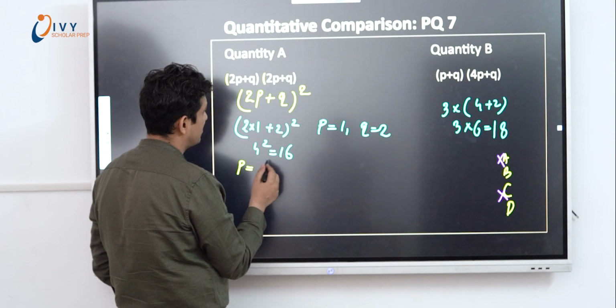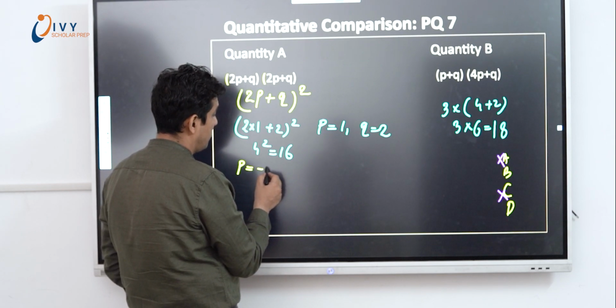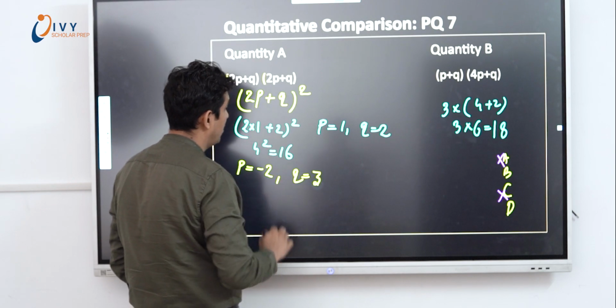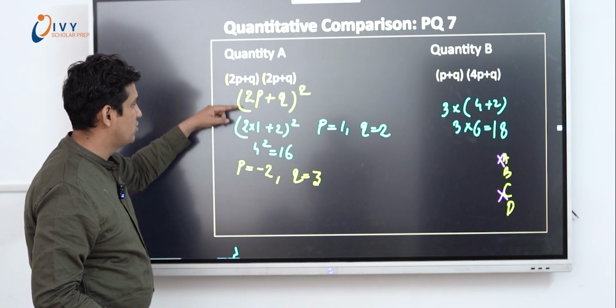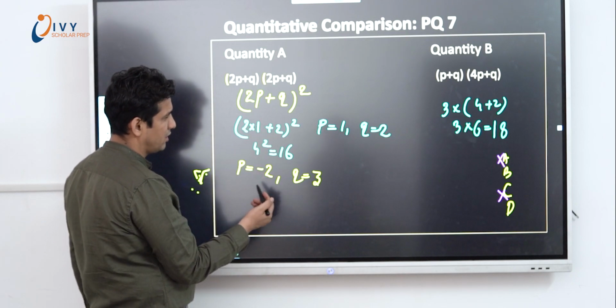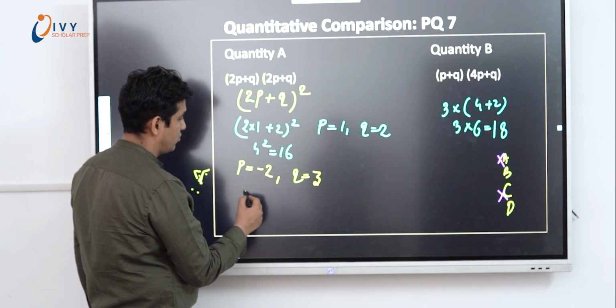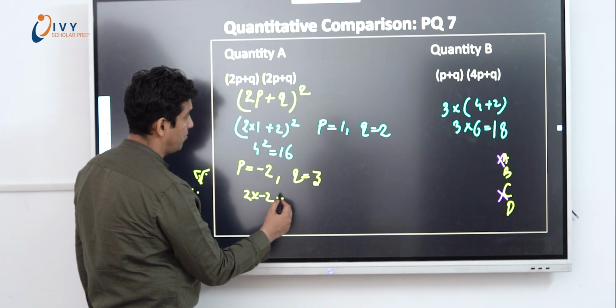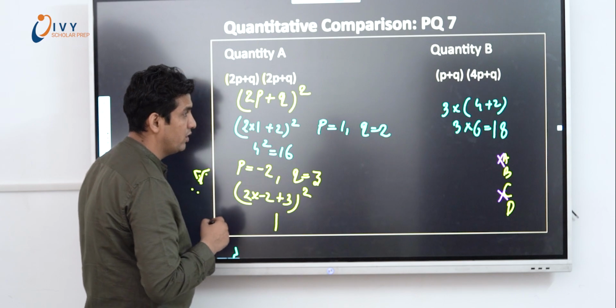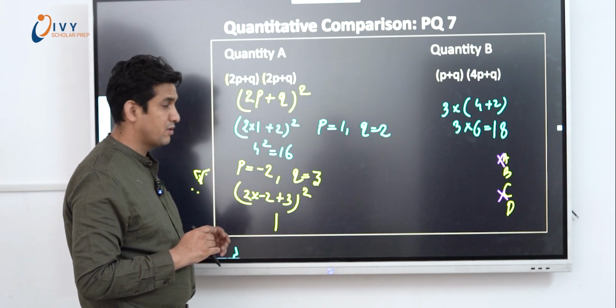If we say p is, for example, minus 2 and q is 3, what happens? How much do you get here? You say 2 into minus 2 is minus 4, and plus 3. So you simply say 2 into minus 2 plus 3, so minus 1 squared, that's eventually 1.